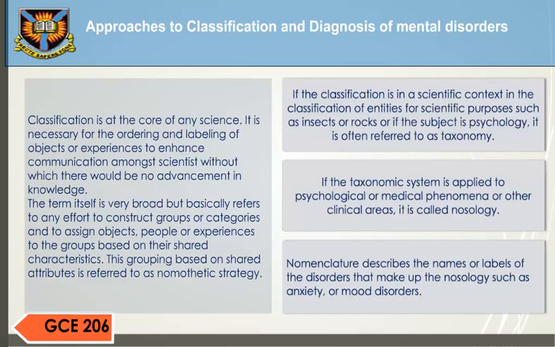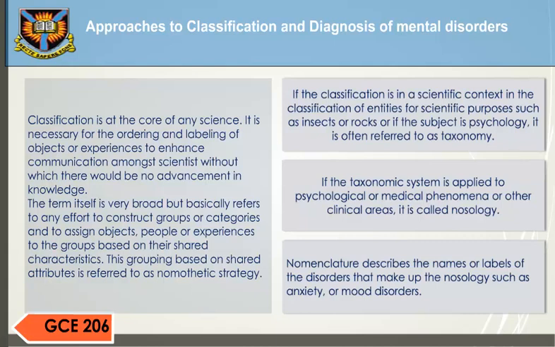Approaches to classification and diagnosis of mental disorders. Classification is at the core of any science. It is necessary for the ordering and labeling of objects or experiences to enhance communication among scientists, without which there can be no advancement in knowledge. The term itself is very broad, but basically refers to any effort to construct groups or categories and to assign objects, people, or experiences to the groups based on their shared characteristics.